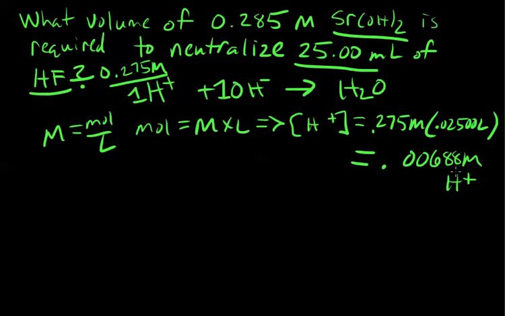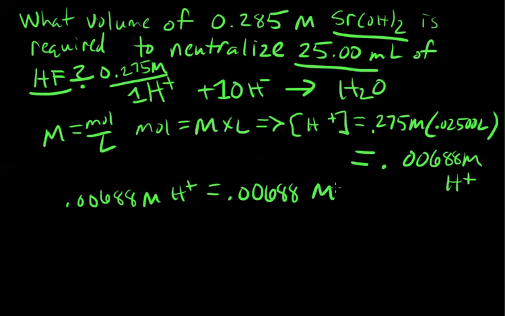Alright, now if we look at this, for every 1 mole of hydrogen ions, we get 1 mole of hydroxide ions. So for this, I don't even think you really need to show your work. So if we have 0.00688 molar hydrogen ions, we're going to get 0.00688 molar hydroxide ions. And what we want to figure out then is what was the volume of this that we need.